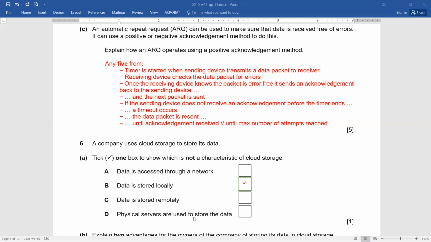Just be cautious about the question. Be very clear. It says not a characteristic. So if you have not spent time understanding the question, you will not be able to score. Please try to understand and only then you will be able to score, okay?